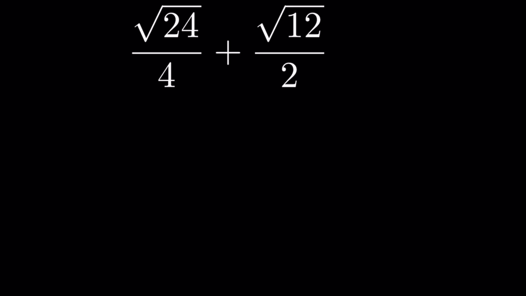Square root of 24 upon 4 plus square root of 12 upon 2. How do you add these fractions with radicals?